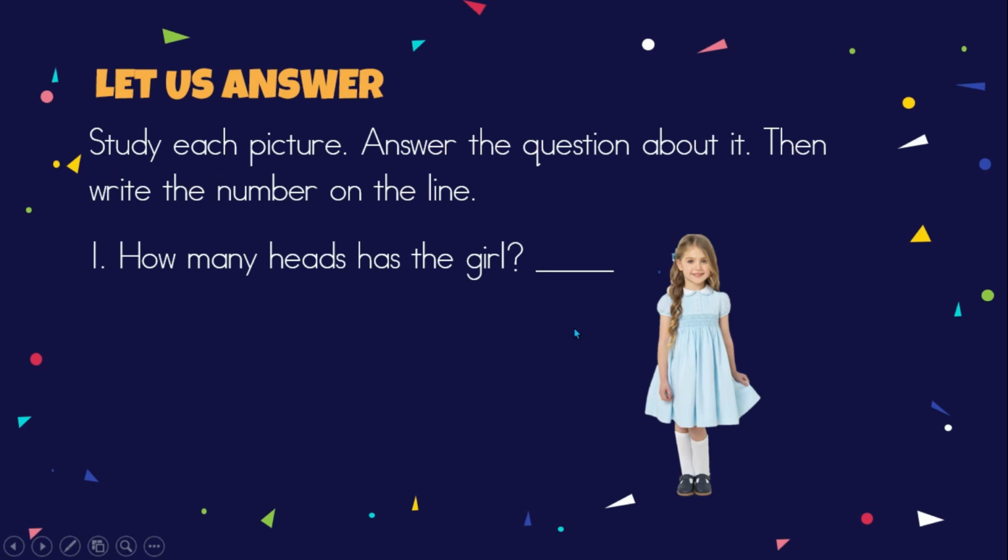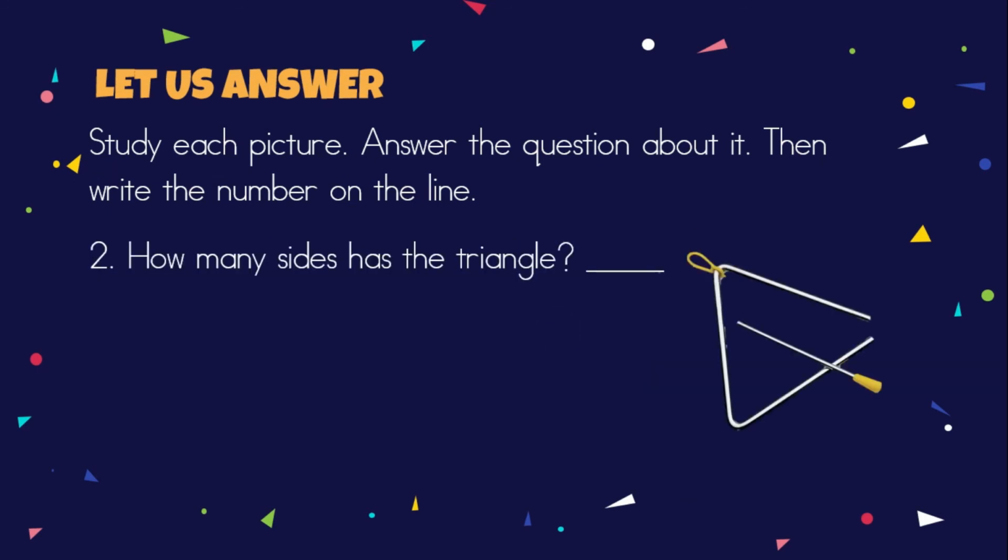Okay? So, how are you going to write the number 1? It's just a straight line. Okay? For number 2, how many sides has the triangle? Very good. There are 3 sides. So, let's count it. 1, 2, 3. Okay, so write number 3 on the line.